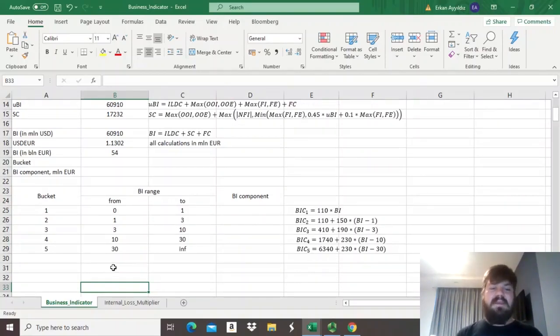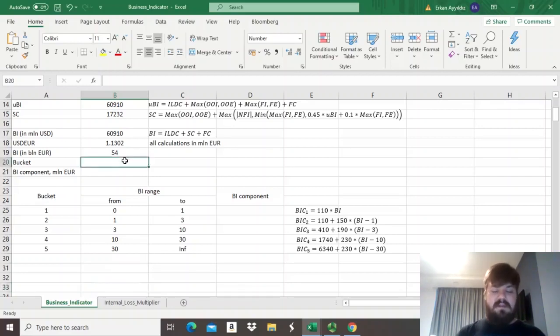So if the business indicator is less than 1 billion euros, then the bank falls within the first bucket, so the smallest type of banks that fall under Basel regulations. And later on, as the business indicator increases, we move further up the buckets all the way until 30 billion euros, where the fifth bucket, the largest bucket, starts. So we can see here already that HSBC belongs to the fifth bucket.